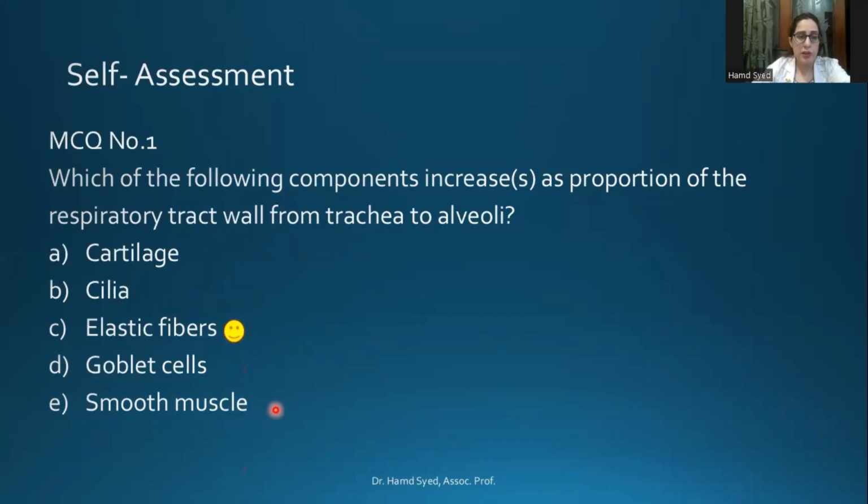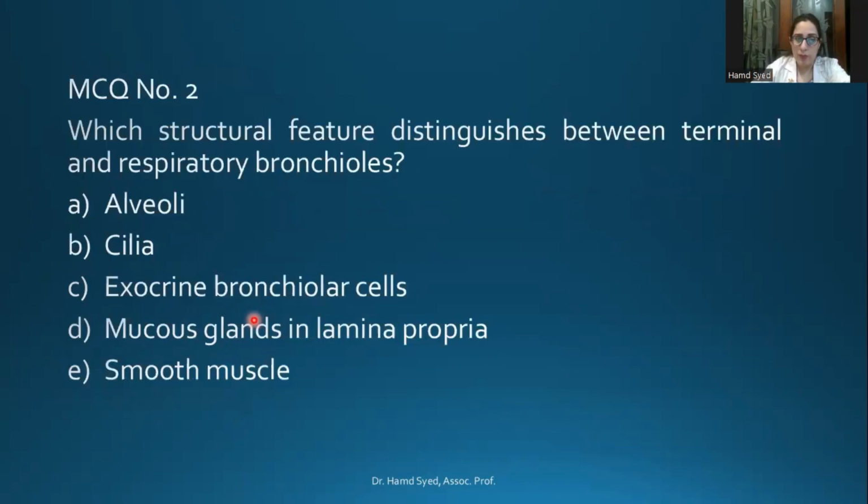Well, the answer over here is the elastic fibers, because the elastic fibers are the ones which are present within the alveoli. The cilia have disappeared, the cartilage has disappeared, the goblet cells have disappeared, and the smooth muscle has also disappeared. So elastic fibers is the correct answer for this MCQ.